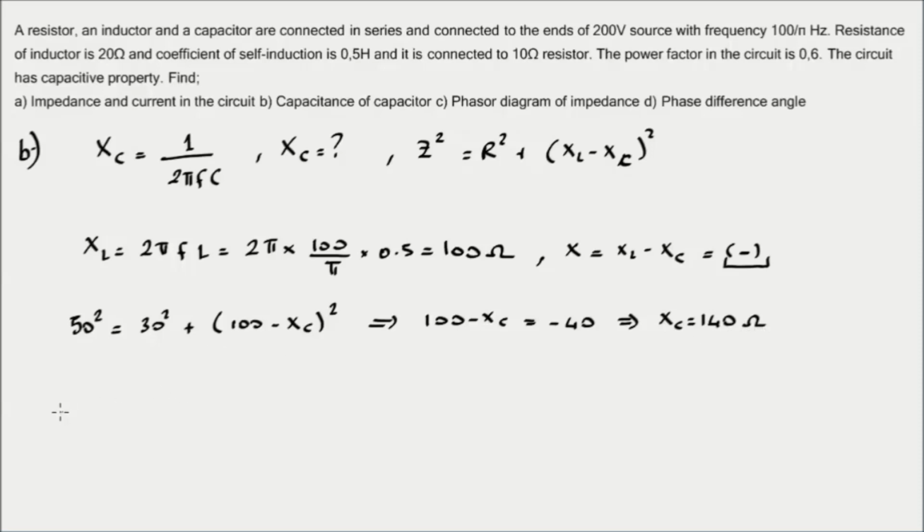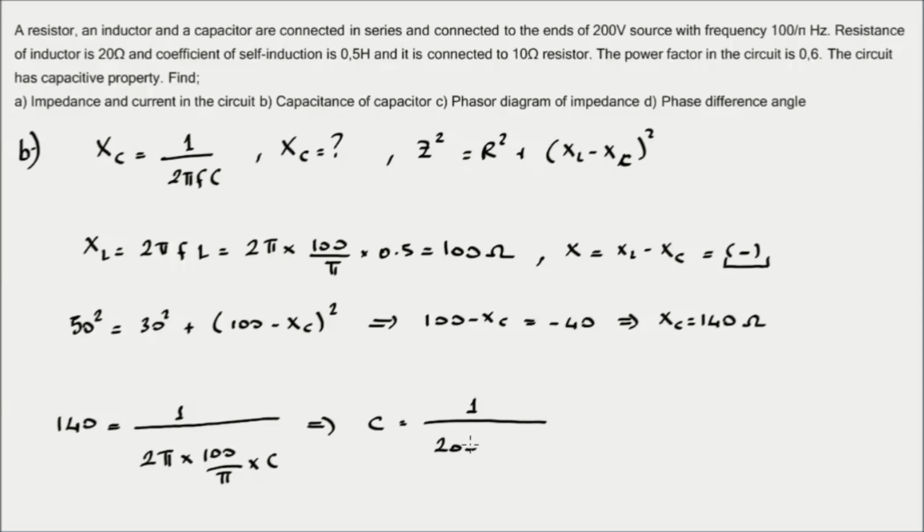So 140 equals 1 over 2 pi times F, which is 100 over pi, times C. So C will be 1 over 200 times 140, so it will be 35.7 times 10 to the minus 6 farad.